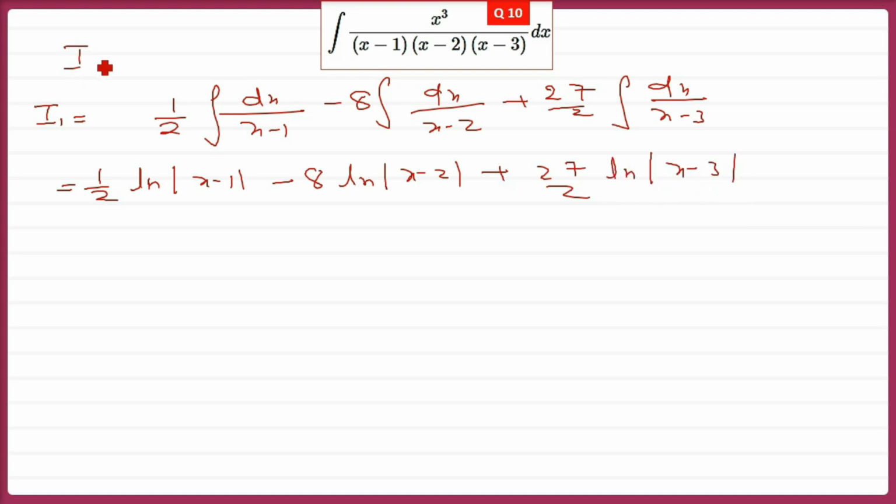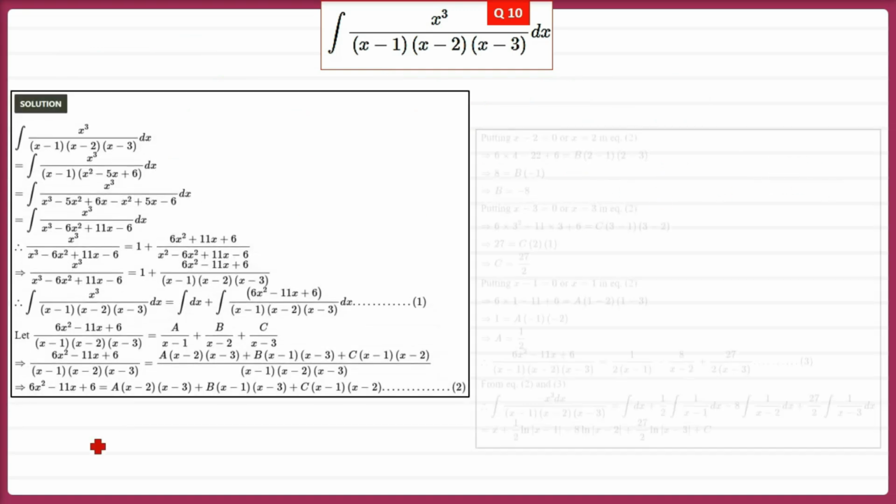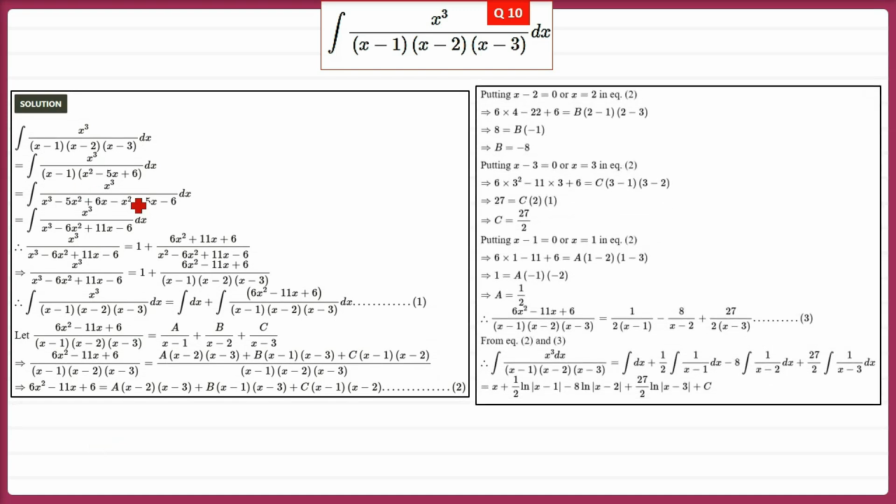So if you remember, I was x plus I1. So let me add x, this became I. So x plus half into ln x minus 1 minus 8 ln x minus 2 plus 27 by 2 ln x minus 3 plus a constant of integration is your final answer. Now this is the result, or this is the reference or the solution you can refer to if you are doing it by yourself, and all about this English writing and the equation numbers, you have to give the way you see it here. Logic I told you.